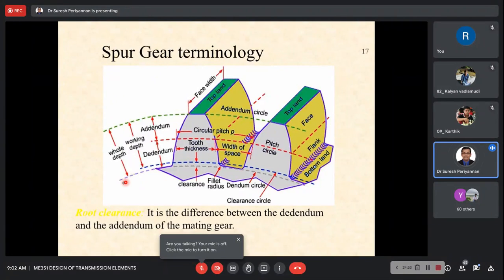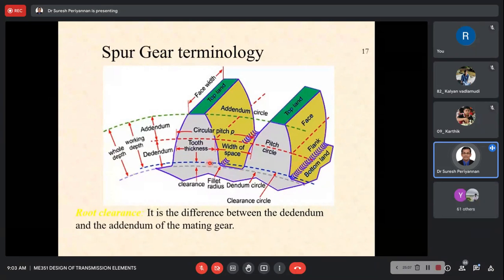Now, our dedendum circle is passing through this line, but this line is passing almost through the fillet radius, above the fillet radius. This is the clearance. Sometimes you may consider the fillet radius also. Okay, this is root clearance.